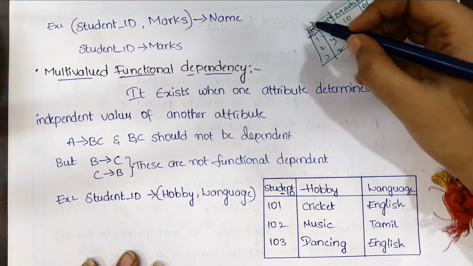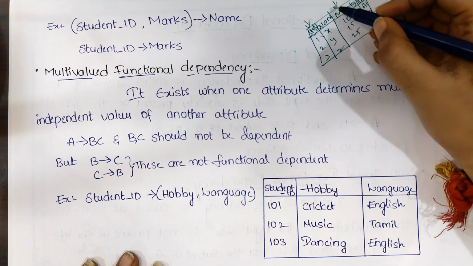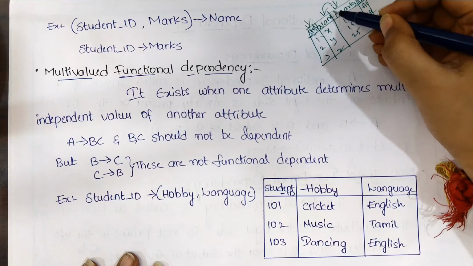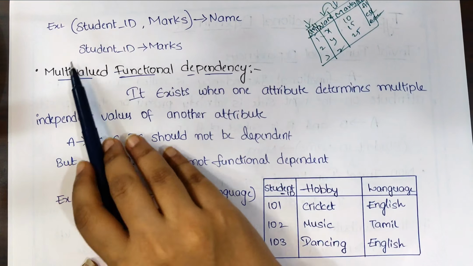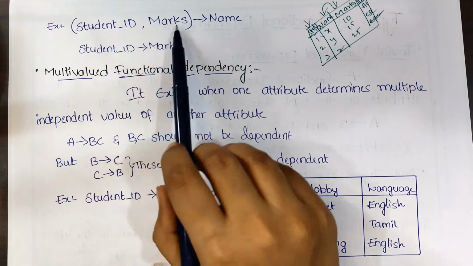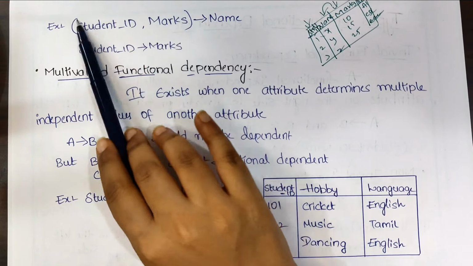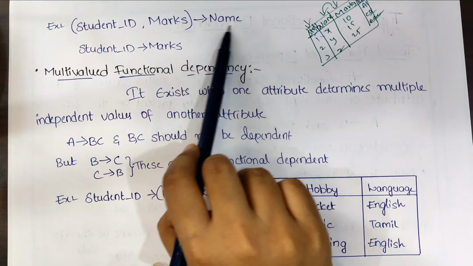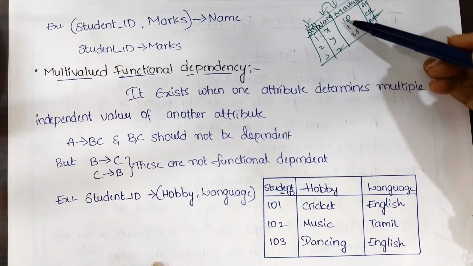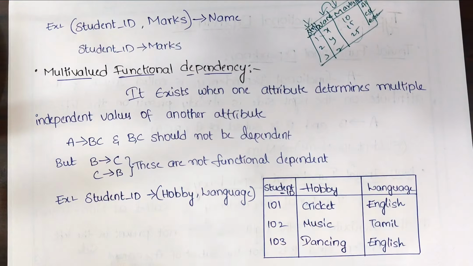So using this student ID and marks, we can find who is the name, right? Who got these marks? All these things are said by this non-trivial functional dependency. Using this A, we can find this B. Like using these things, we can find the name.